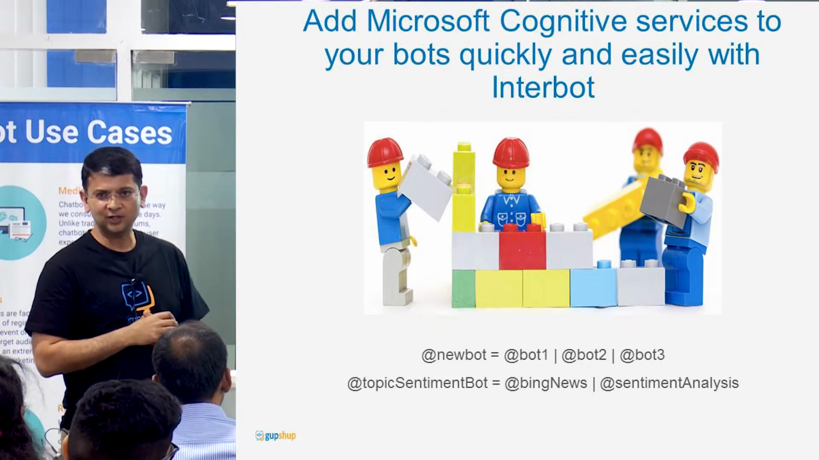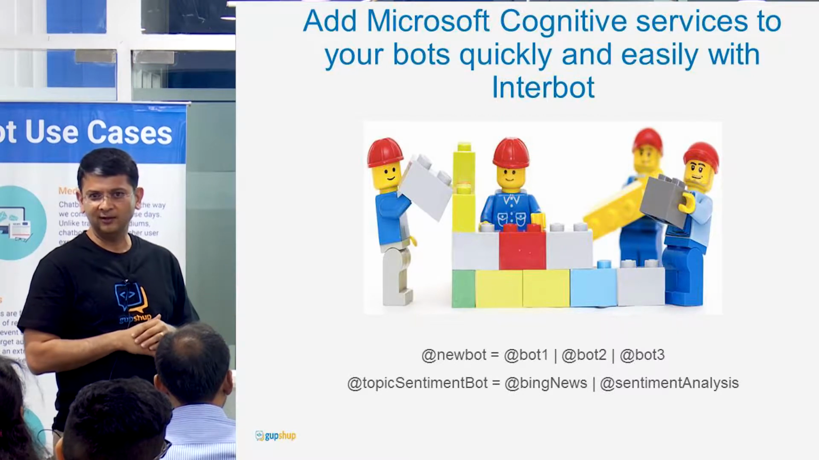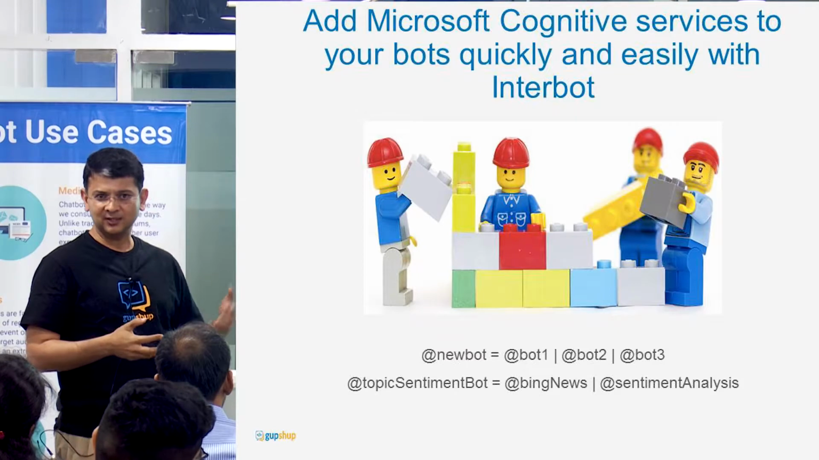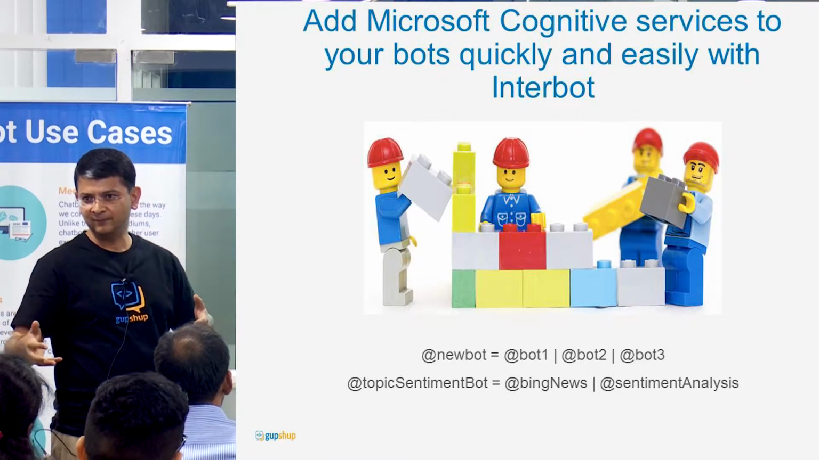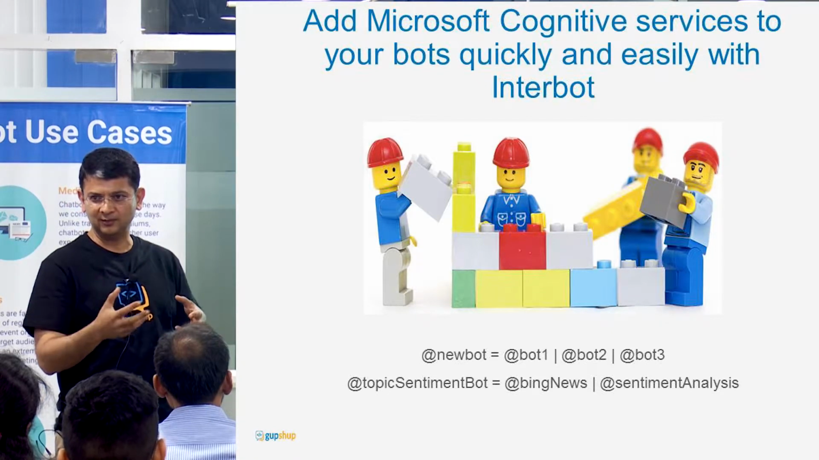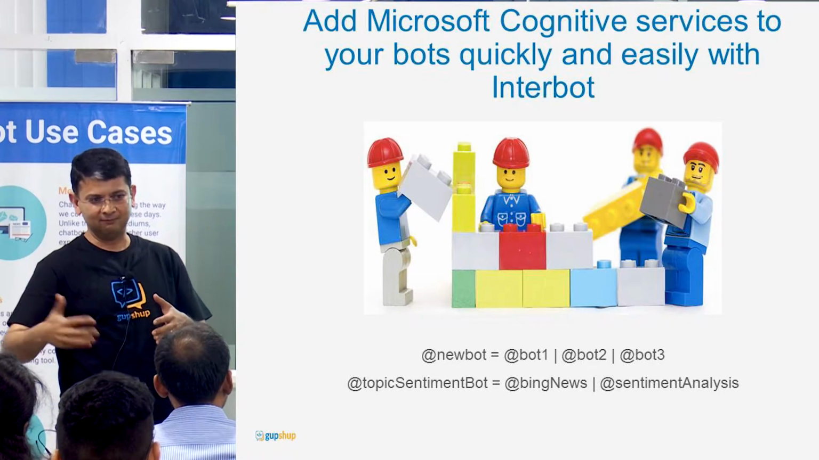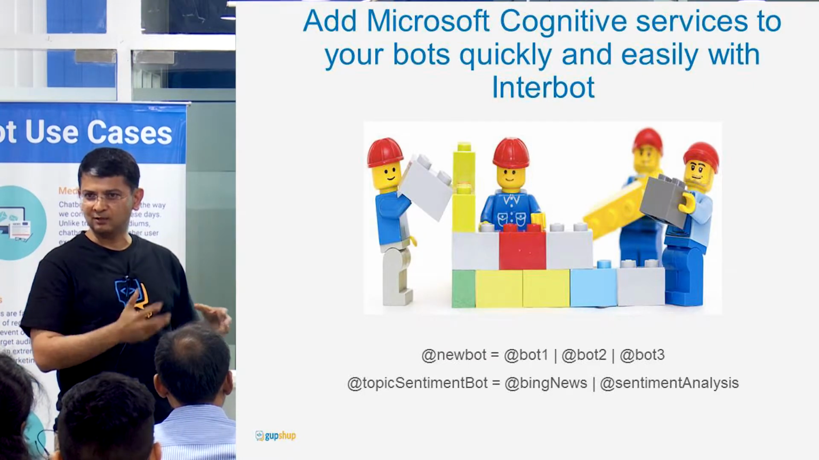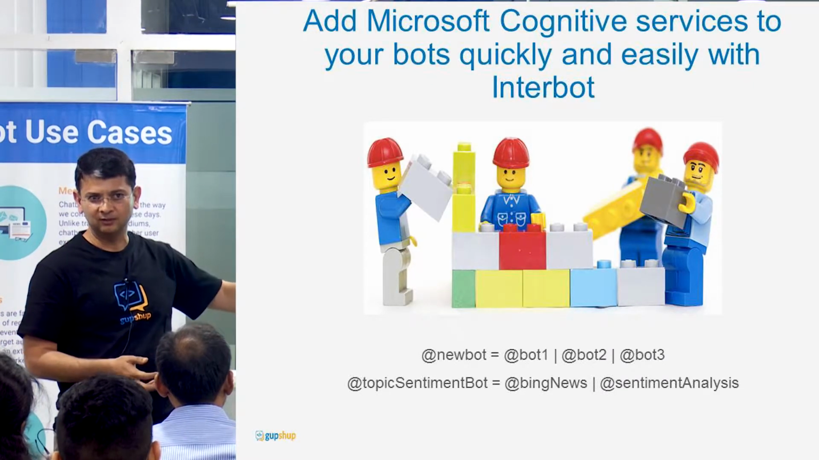Any of you who've done shell scripting would find this very familiar, right? Creating new bots is as simple as A pipe B pipe C, which means the output of the first one becomes the input of the next one, and so on in a cascading sequence. Now, not every composed bot will be a sequential thing, right?